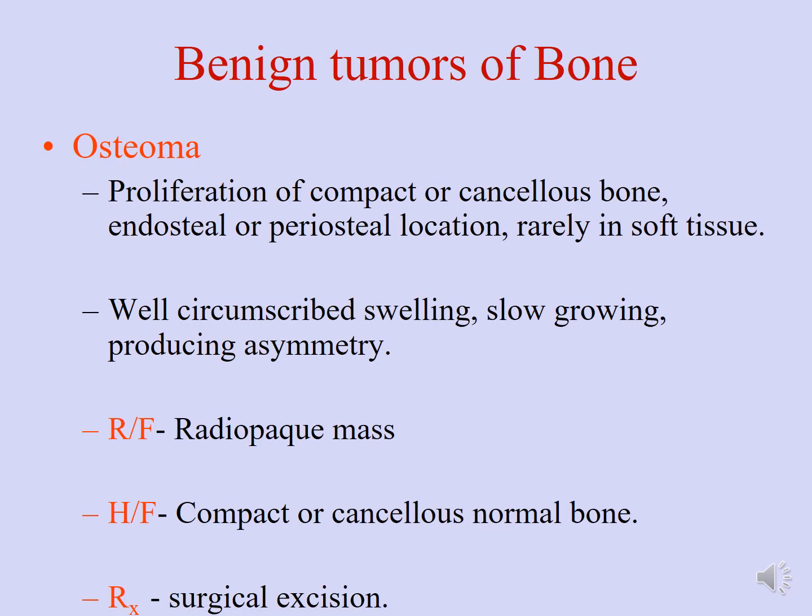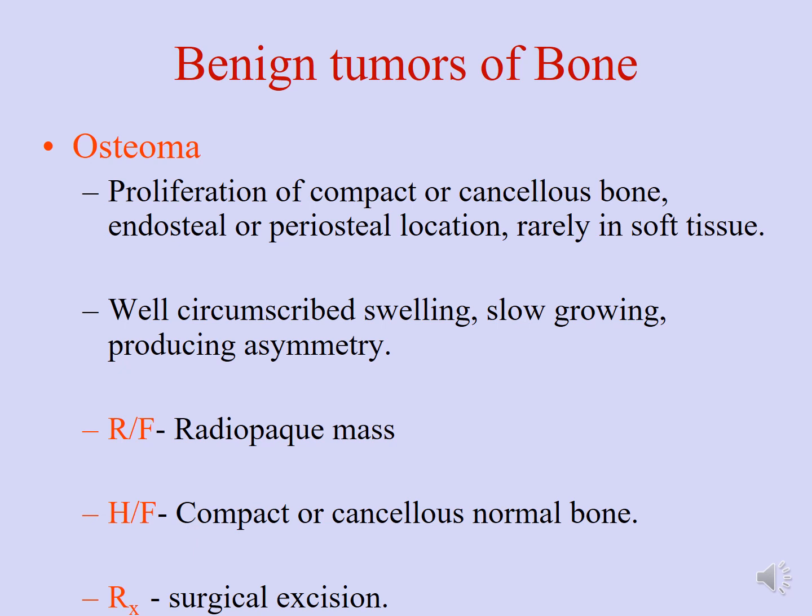Okay, let's now look at tumors of bone. So among the benign tumors of bone, the most important one is osteoma. Osteoma is the proliferation of compact or cancellous bone, in an endosteal or periosteal location, rarely in soft tissue. It presents as a circumscribed swelling, slow growing, producing asymmetry. Radiographically, you're going to see a radiopaque mass because it's a bone tumor.